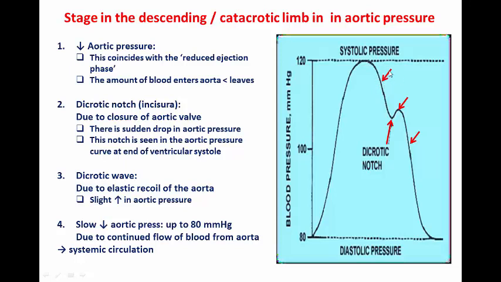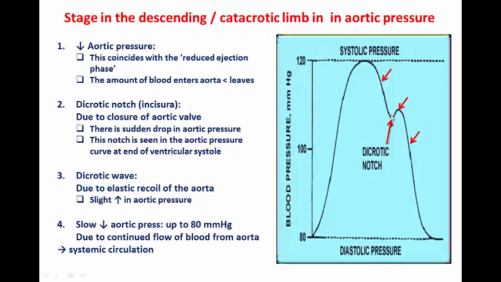This decrease in the aortic pressure is followed by the dicrotic notch or the incisura, and this is due to closure of the aortic valve. So there is a sudden drop in the aortic pressure. This notch is seen in the aortic pressure curve at the end of ventricular systole. So this signifies the end of ventricular systole and the closure of the aortic valve.